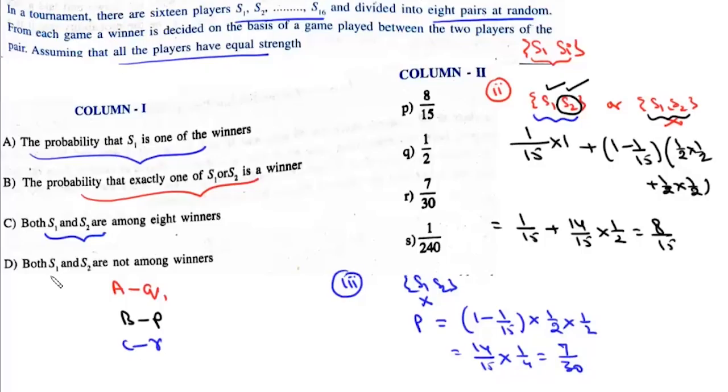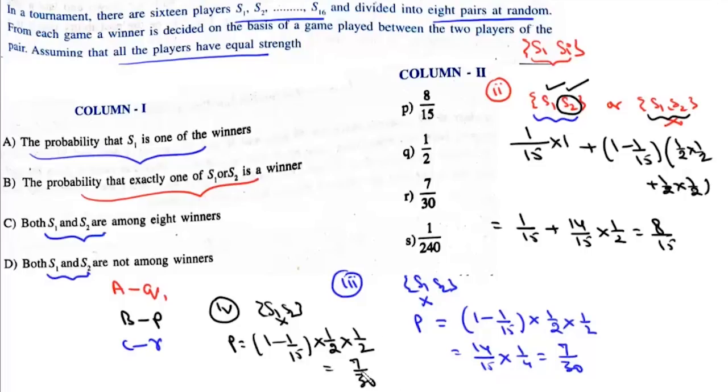And finally, we have D, which is both S1 and S2 are not among the winners. So in this case also, they cannot be paired against each other. So for this fourth one, again we have S1 and S2 not playing against each other. So this probability will be 1 minus 1 by 15. Now, in its pair, S1 must not win and S2 must also not win. Now, this probability is the same as that of the third. So this again will be 7 by 30. So this D also matches with R.